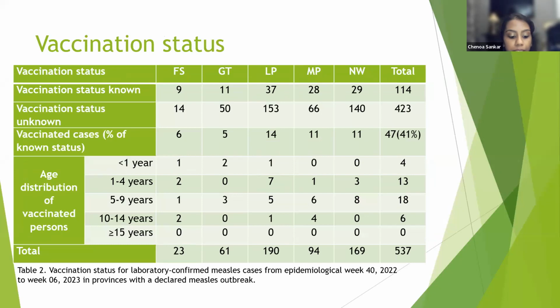So in terms of vaccination status, of the 537 cases, the vaccination status of 114 was known, so only 21%, and of whom 47 were vaccinated. So 41% of those with a known status were vaccinated. And here we've got the age distribution of vaccinated persons.